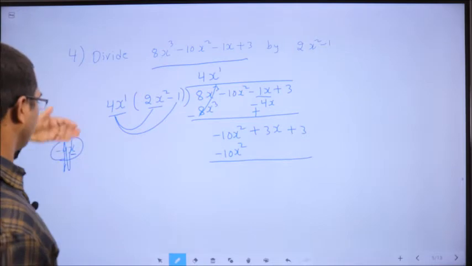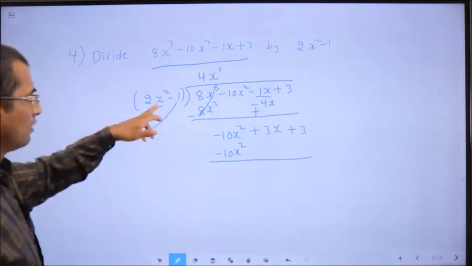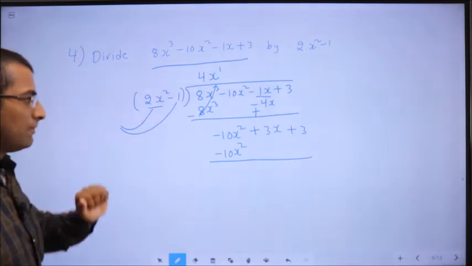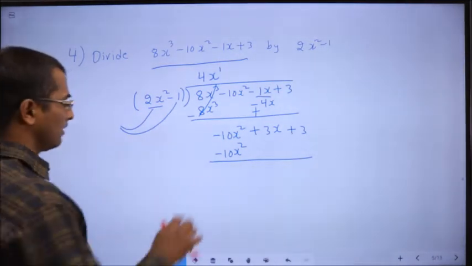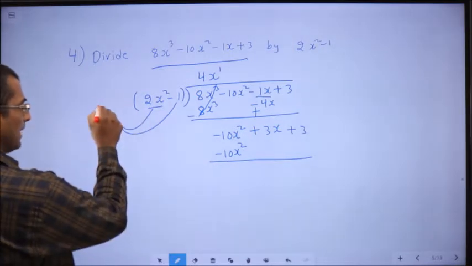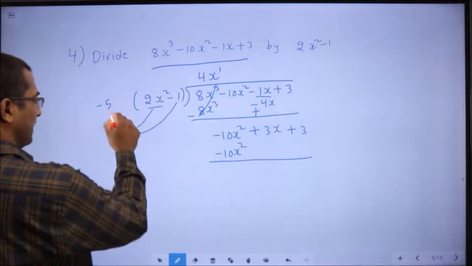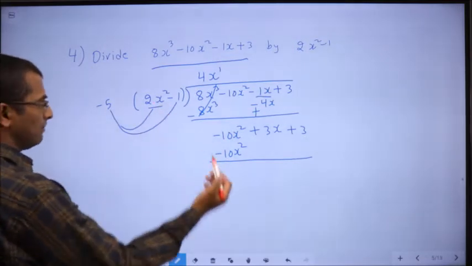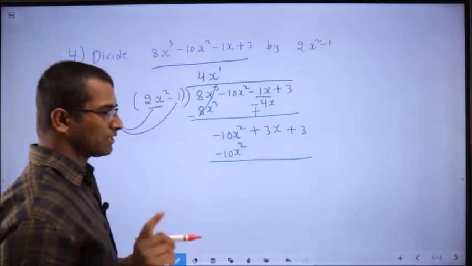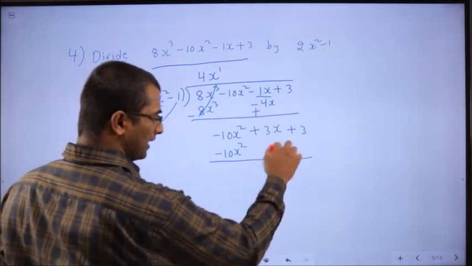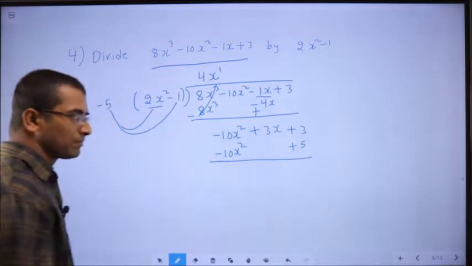So now here I have 2x square. 2x square should be multiplied with what in order to get minus 10x square? To get minus 10, this should be multiplied with minus 5. Minus 5 into 2x square will be minus 10x square. Minus 5 into minus 1 will be plus 5. Don't write here. Plus 5 is a constant, so below constant only you write.